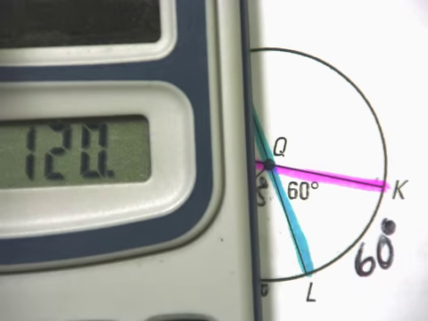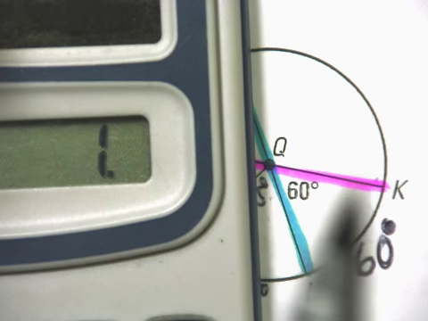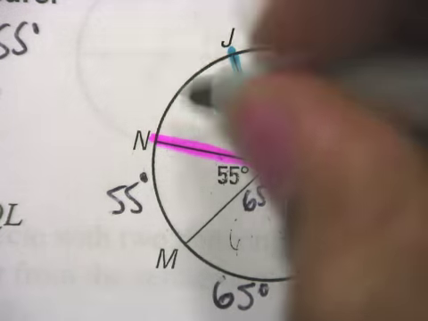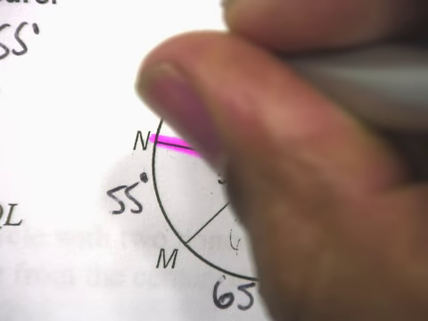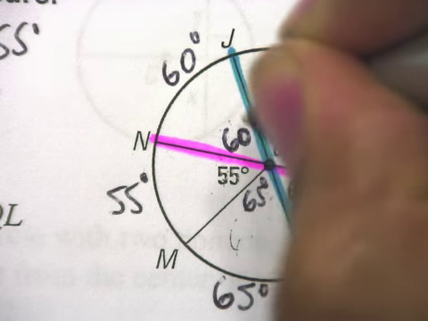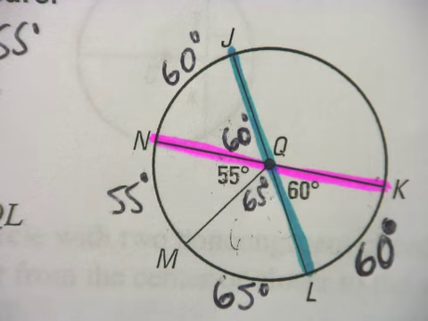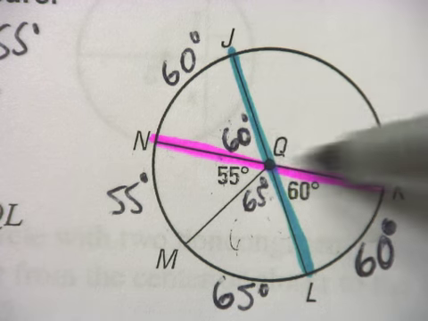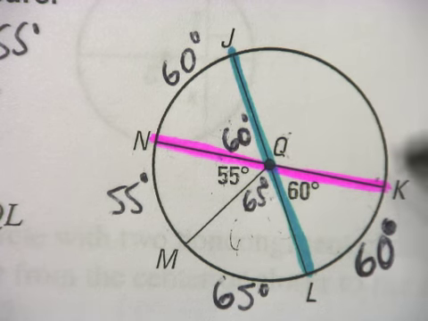So 55 plus 65 is 120 degrees. And 180 minus 120 is going to give us 60 degrees. So we know then that this arc out here is going to be 60 degrees, and this central angle in here is also going to be 60 degrees. Well, are we still missing some information? Is there some information that we can put in by ourselves?